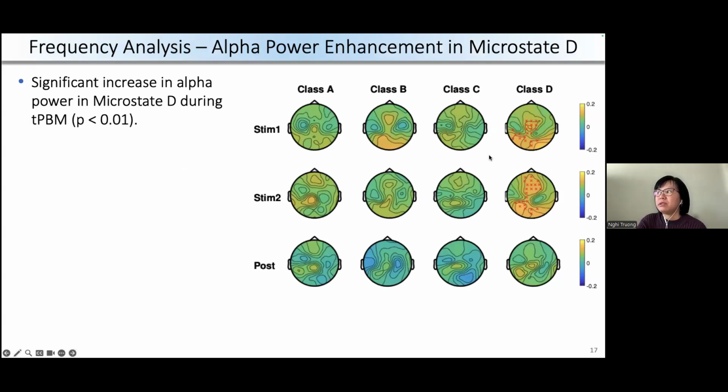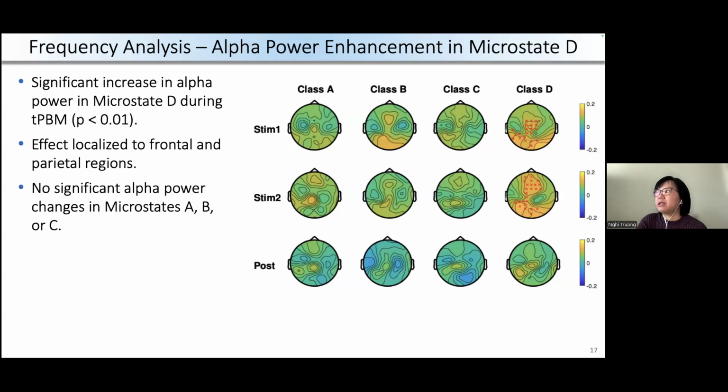The statistical test also shows a significant increase in alpha power in microstate D during the tPBM session, as shown in this figure. So no significant difference was found in the sham session or in the other microstate classes. And this increase in alpha power in microstate D was localized from the frontal to the parietal region, and we didn't see any significant change in other microstates.